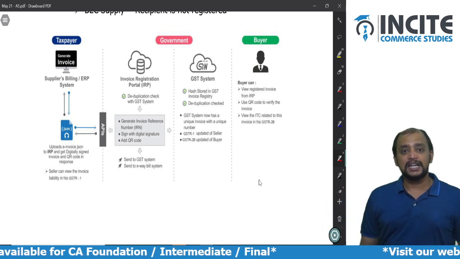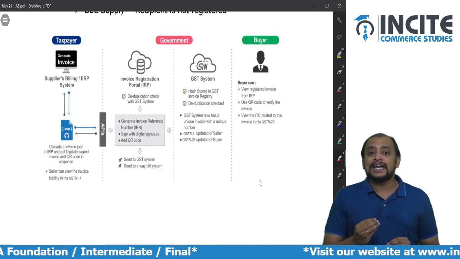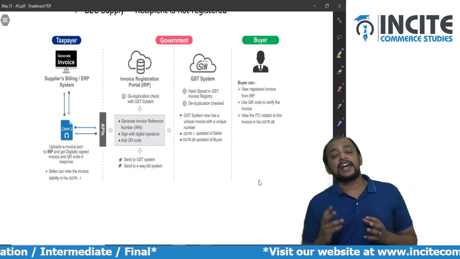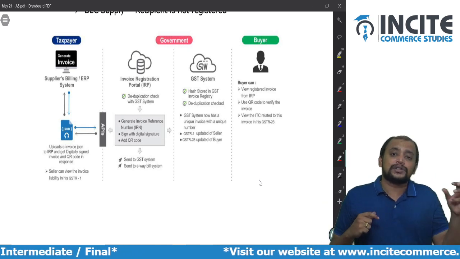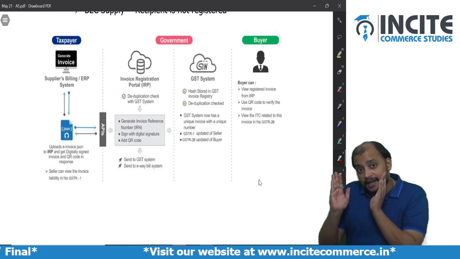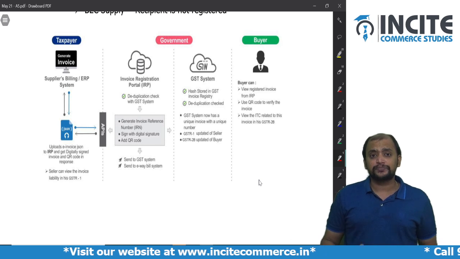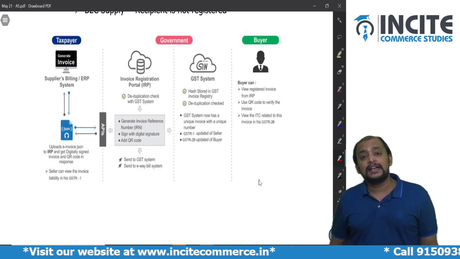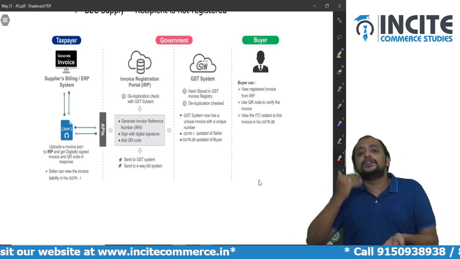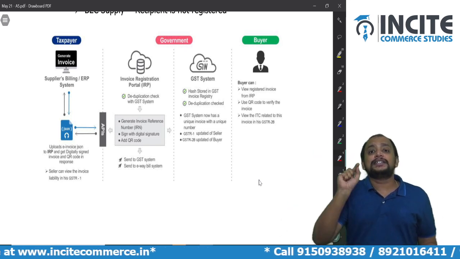What will happen? The taxpayer will generate an invoice using his ERP or billing system, but that will be as per the prescribed format, what fields should be there, etc. Based on that, this normal invoice will be converted into a machine readable format called JSON.